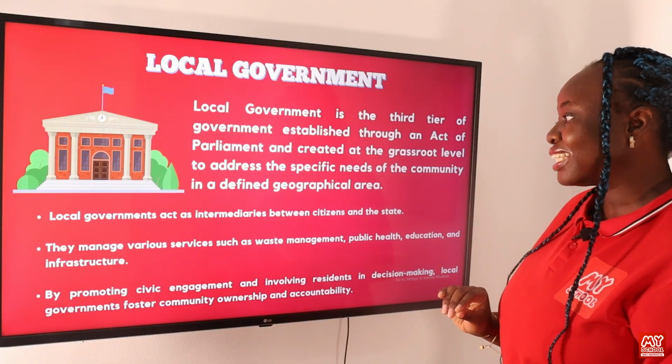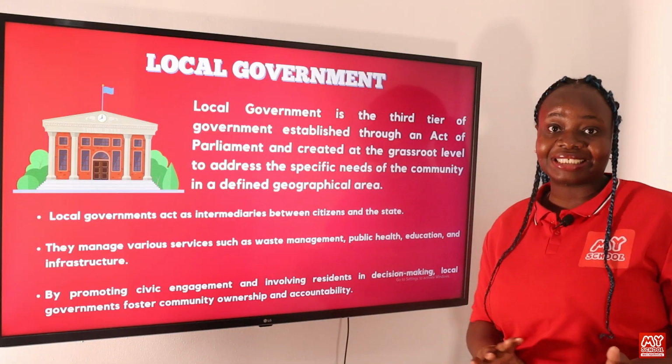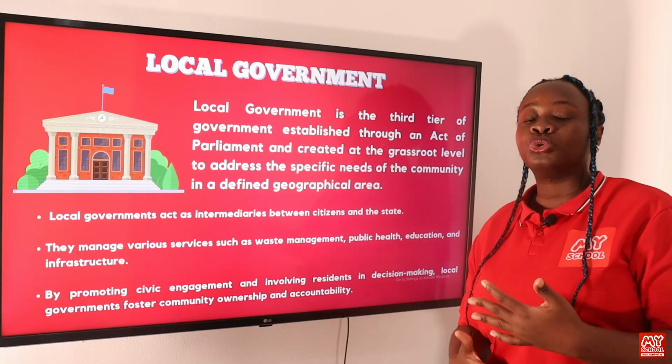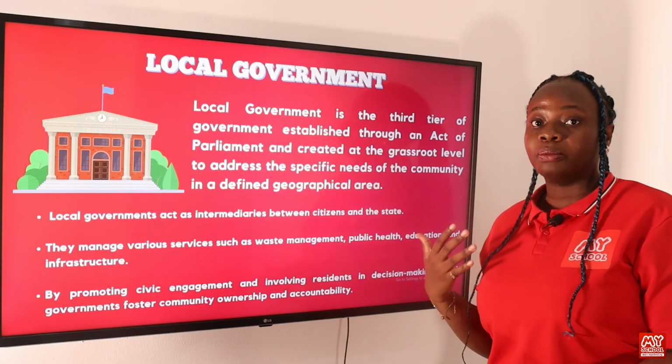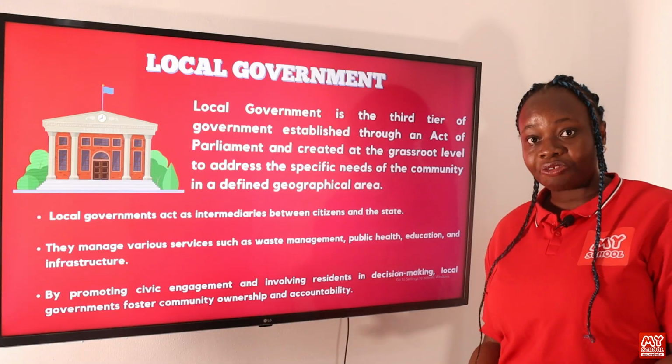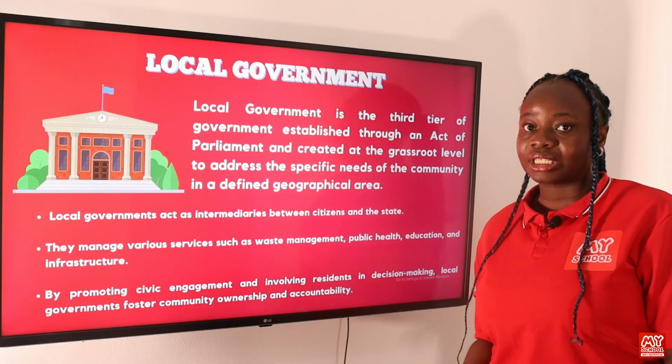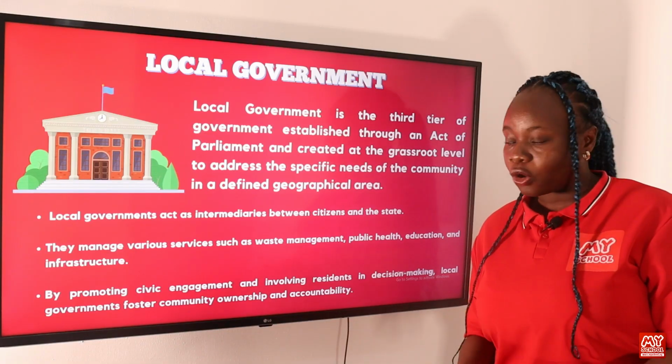All right, so local governments act as intermediaries between the citizen and the states. So in order for the citizens to be able to relate their needs to the government, they have to be someone right there at the grassroots level so that they can actually address all of the issues that are going on within that particular community.